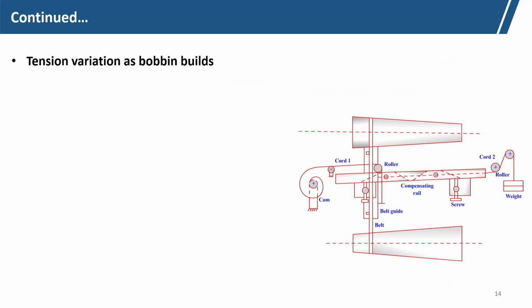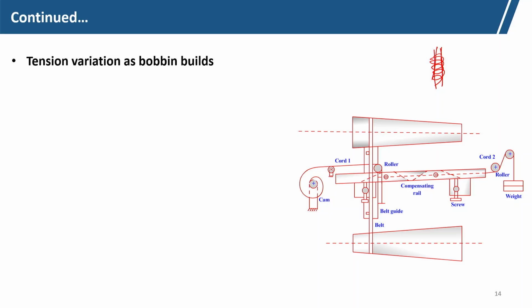Tension variation as the bobbin builds is also there. Initially, when the empty bobbin is there, that is a plastic bobbin, the roving is winding for the first layer or for the first few layers.